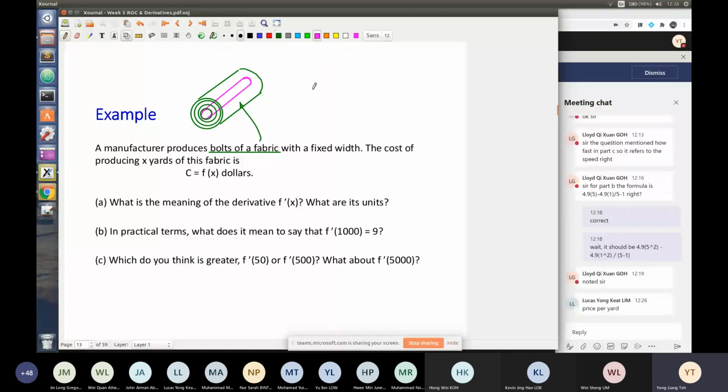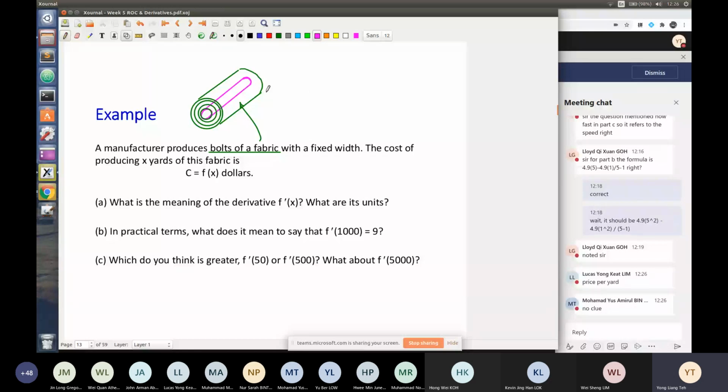Very good. Okay, very good. Price per yard. So how do we know that? Okay, let's see. So you can see f prime x is basically equivalent to limit h goes to 0, f of x plus h, or rather, instead of writing that, I just write change in f over change in x. Okay, but change in f over change in x, what is this? This is change in cost. What is change in cost? Change in cost is dollar.